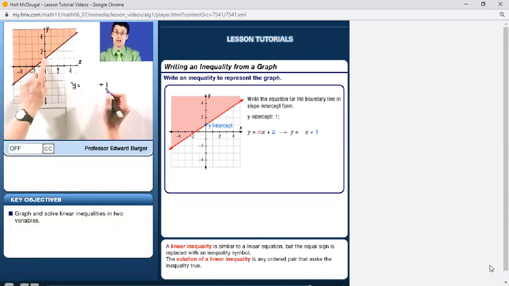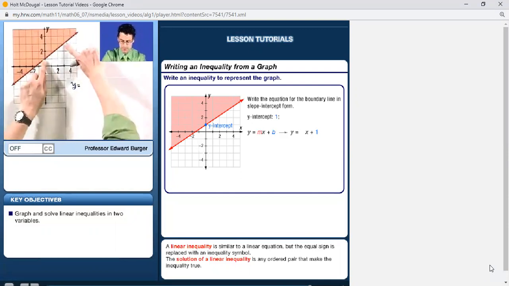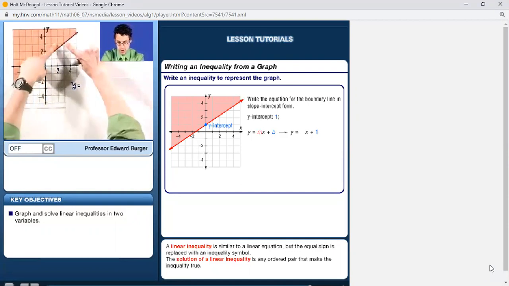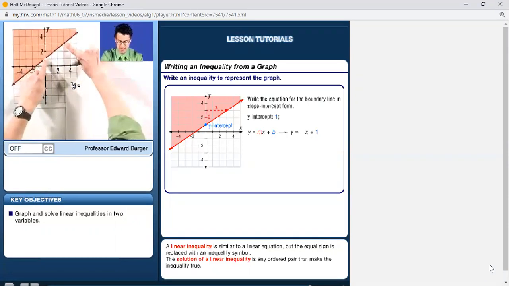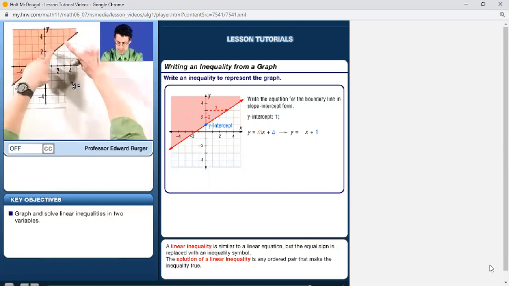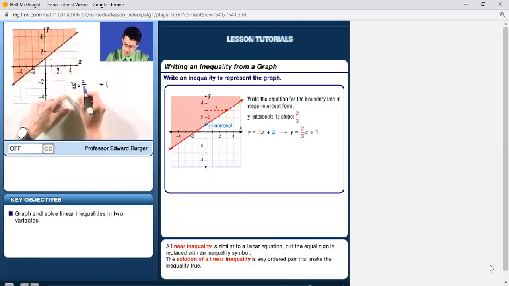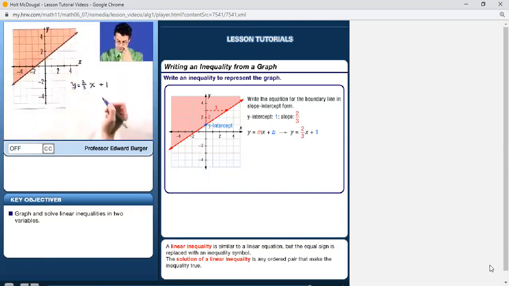Now I'm going to try to figure out the slope. So I want another point on this line. I'm going to pick this point right here. How do I get from here to here? I go up 2 and over 3. So that looks like this has a slope of 2 over 3. So this looks like it's 2 over 3x. And now I actually have produced the equation for the boundary line.